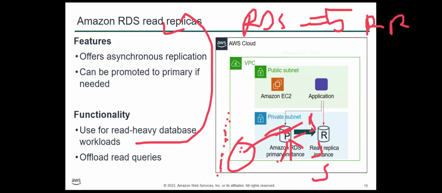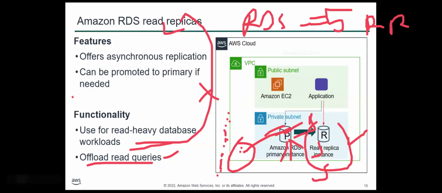A read replica is mainly used for heavy database workloads, to offload read queries. Even if there is no power, the data is already stored here. Like on our phones we have video songs and music, even if there is no internet we can watch the video or listen to the music. Same thing, we can answer offloaded read queries with the help of read replicas.